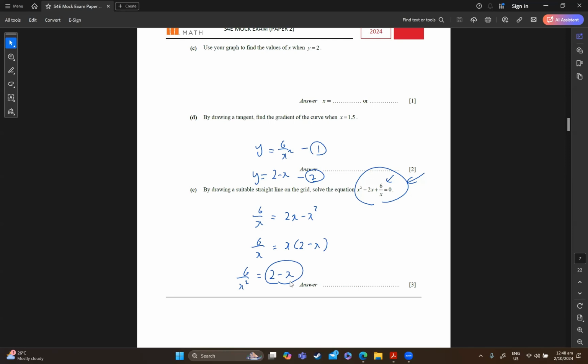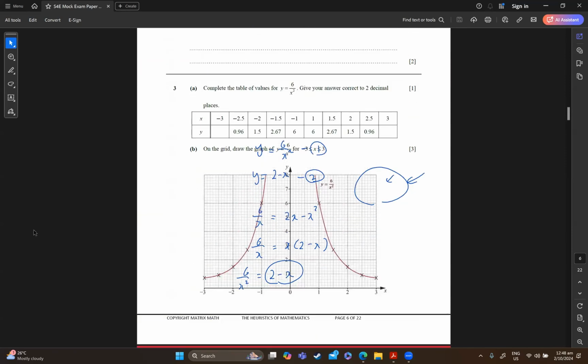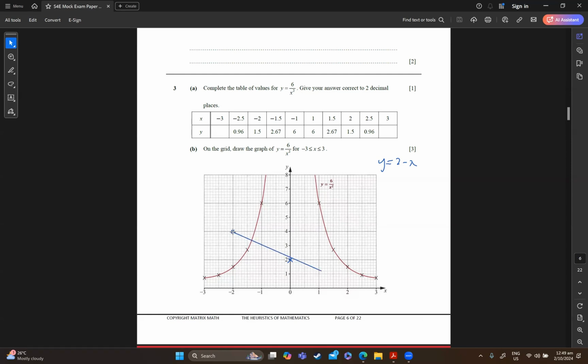Okay, so you're going to draw y equals 2x on the graph above. So y equals 2 minus x. So the y-intercept is 2. In other words, when x is minus 2, y is 4. So we can extend this, draw it like that.